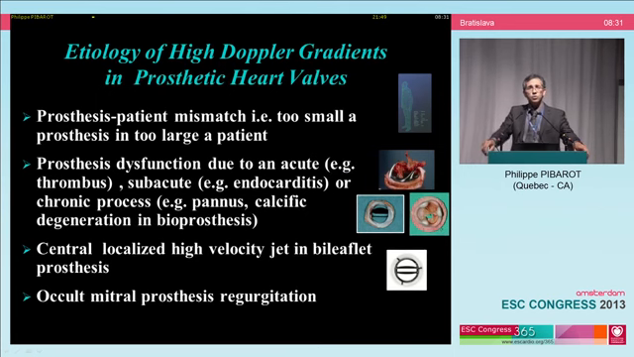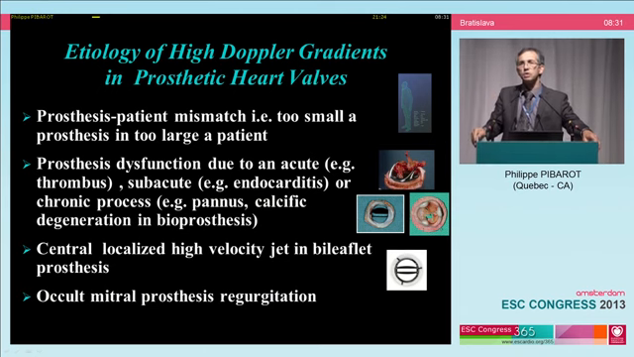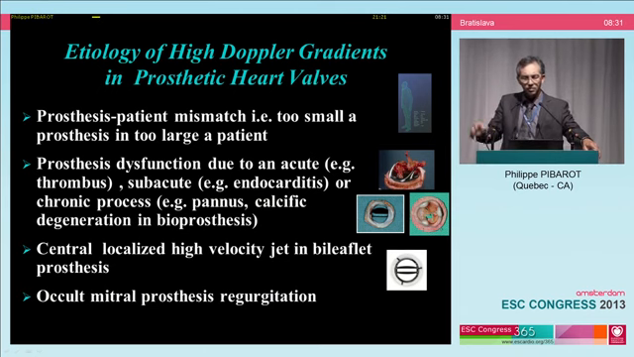As you know, we are frequently confronted with patients who have a high gradient across a prosthetic valve, and the differential diagnosis is much more complex than in patients with a native aortic valve because there are several potential causes of increased gradient. The high gradient may be due to a prosthesis-patient mismatch, where the prosthesis is generally functioning normally, but it is too small for the patient's body surface area, so for the cardiac output requirements.